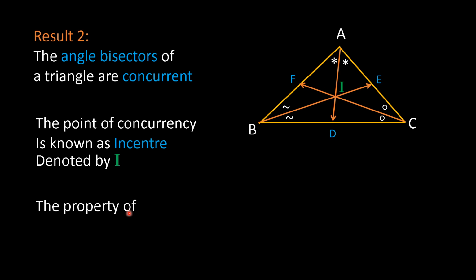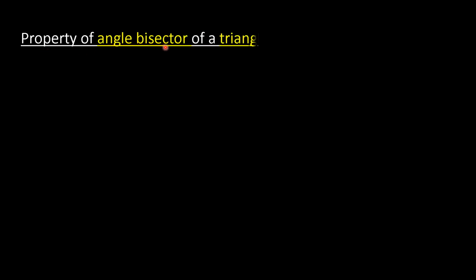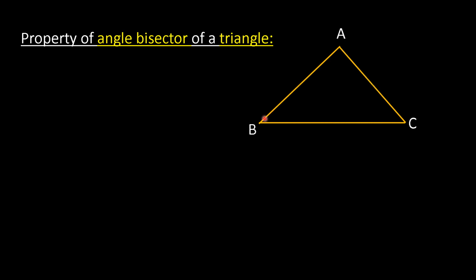Before we start to prove result 2, we must first understand the property of angle bisector of a triangle. Let us understand the property of angle bisector of a triangle. So we have triangle ABC here, side opposite to angle A, which is BC. Let side opposite to angle A be X, side opposite to angle B be Y, and side opposite to angle C be Z.